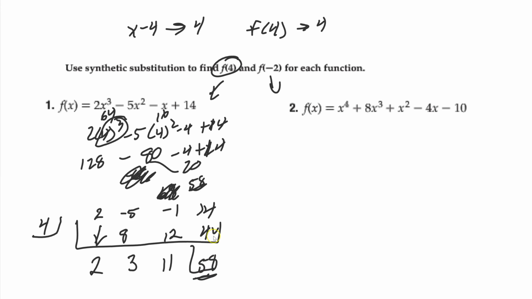To me, it's actually a lot easier to do synthetic division than plug it in all the time. And it gets even easier when we have bigger numbers like this, because negative 2 to the fourth and so on is going to be so much work. It's actually a lot easier just to do synthetic division. That's why we've got to be good at it.